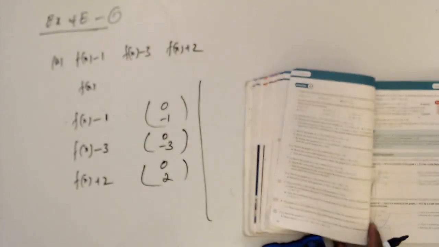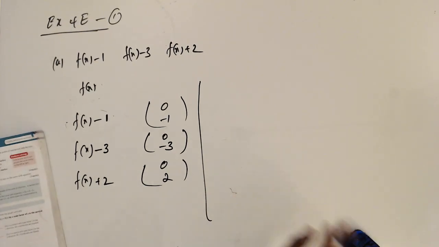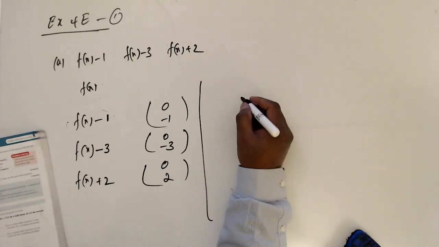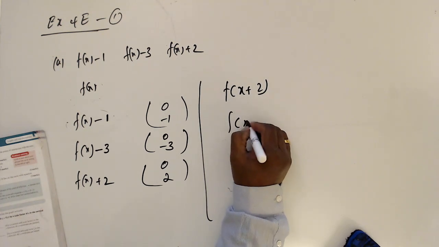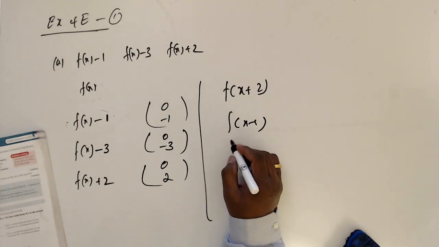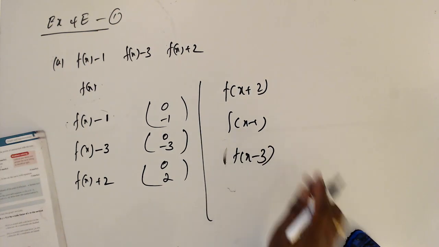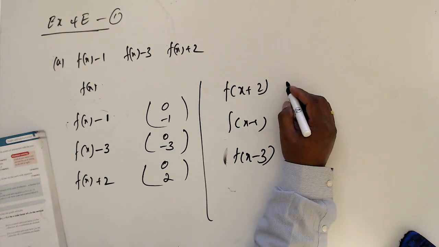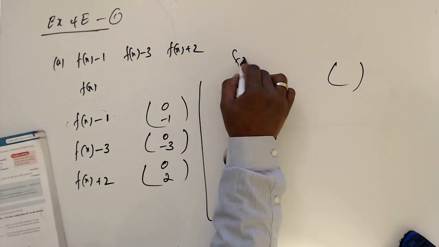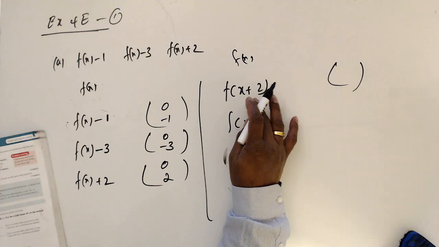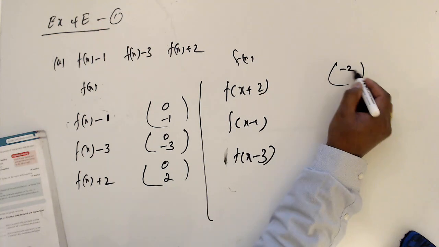Likewise, for the other ones, this is the translation: f(x) plus 2, f(x) minus 1, and f(x) minus 3. Now, what is the translation here, and how do we write it? You know that the f(x) curve we have to shift to the left side by 2 units. It means this is (minus 2, 0).